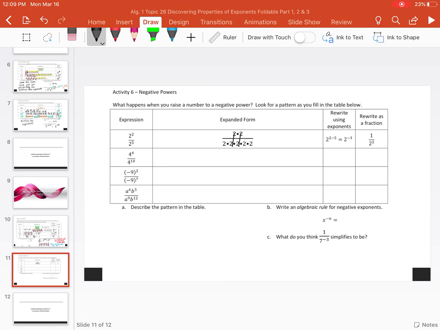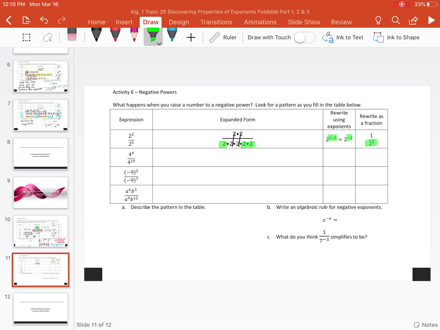So in the example here, they had 2 to the second over 2 to the fifth. So they expanded it just like we would see, but we're actually left with this 2 and these 2's, and they are in the denominator. So notice how when we subtract, we have 2 to the 2 minus 5, and we get 2 to the negative 3. Well, where are our 2's located? They're located in the denominator.